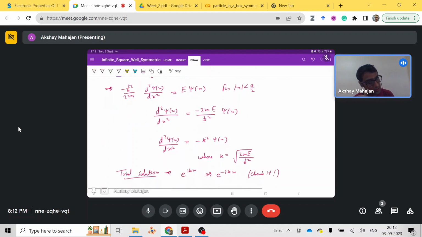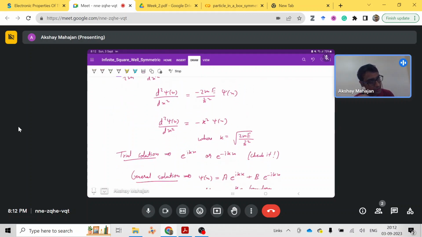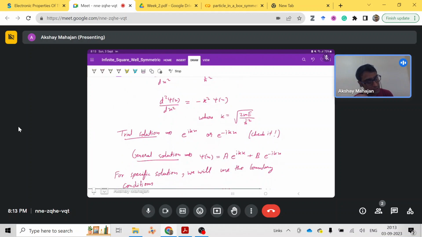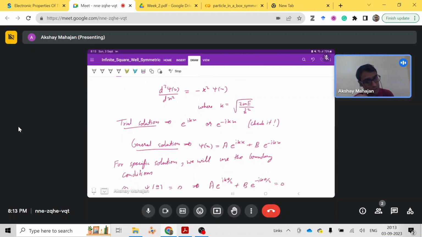Then we can write d squared psi by dx squared equals minus k squared times psi(x), where k is the square root of 2mE by h-bar squared. Then we can take the trial solution to be either e to the power i k x or e to the power minus i k x.